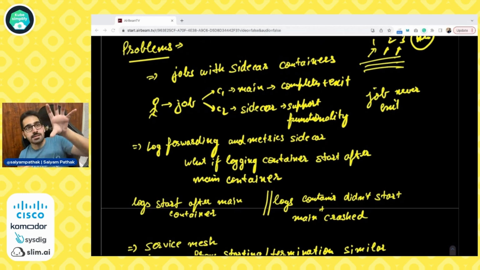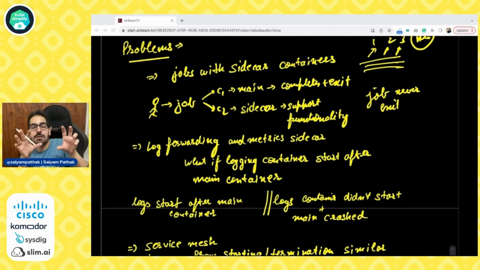So you have your main container that has started, that has executed or went into error, crash loop backoff or whatever it is, and your logging container is started later on after this particular error. Then what will you do? You won't be able to capture the particular error that you intended to in the first place when you're putting this sidecar.